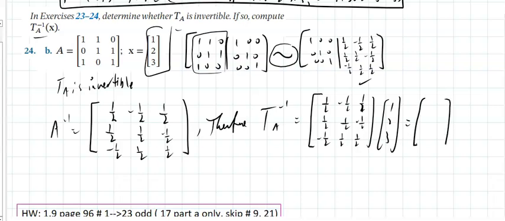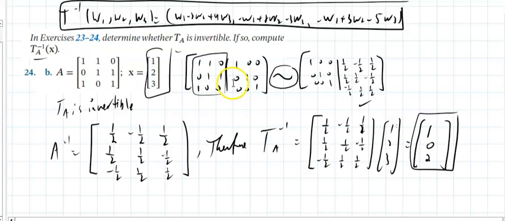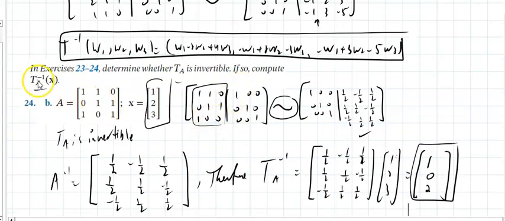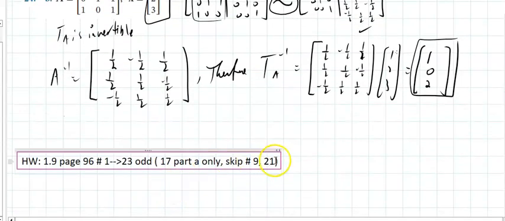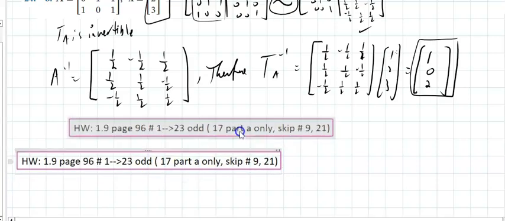and that will give me 1 half minus 1 minus 2 halves, that's negative 1 half, plus 3 halves, that's 2 halves, which is 1. I'll get 1 half plus 2 halves, that's 3 halves, minus 3 halves is 0. Negative 1 half plus 2 halves, that's 1 half. 1 half plus 3 halves is 4 halves, which is 2. And that will be the inverse transformation applied on the vector x. And there's our homework, and that concludes this section.